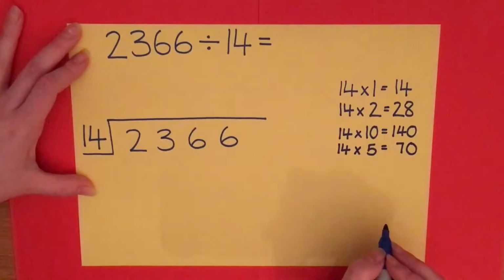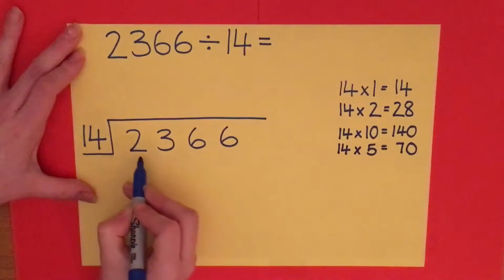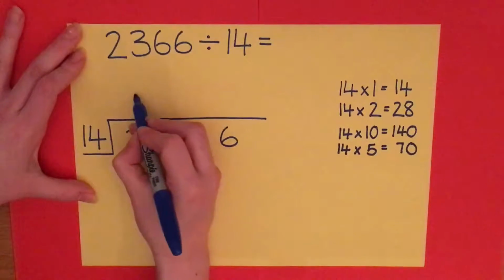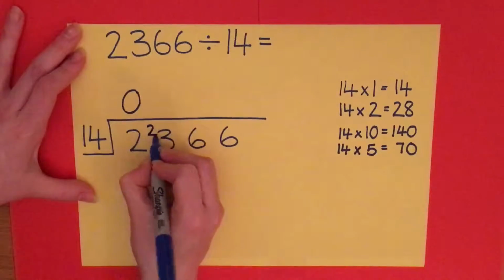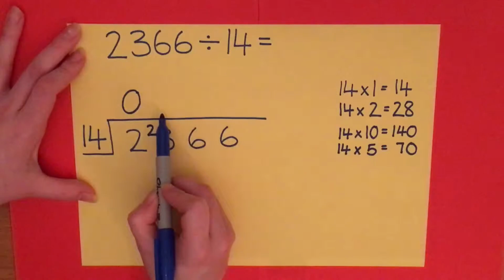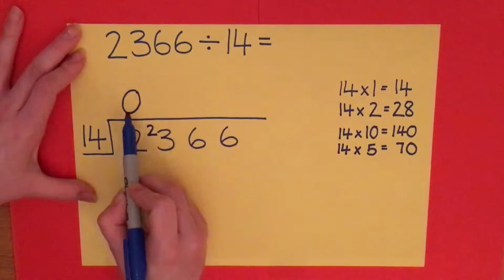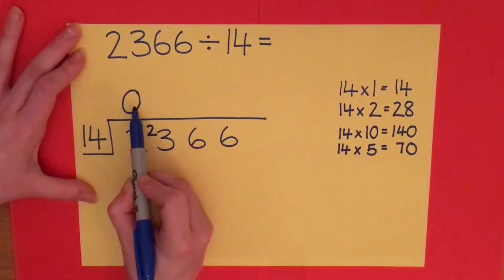Okay, so first of all, I'm going to see how many 14s go into 2. So that's going to be a 0. And I'm going to carry over the remainder. Again, it's really important to put that 0 in, because your answer on the top of the bus stop, you need it to be in the right columns. So you want to put that 0 in as a placeholder.